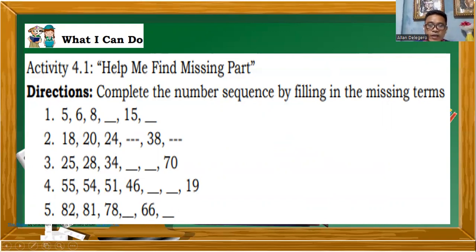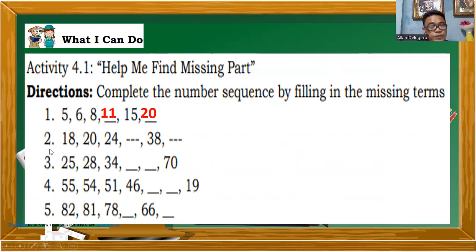Okay, let's check your answers. For number 1, the missing terms are 11 and 20. So this is plus 1. 5 plus 1 is 6. 6 plus 2 is 8. 8 plus 3 is 11. 11 plus 4 is 15. 15 plus 5 is 20. So look at the pattern.